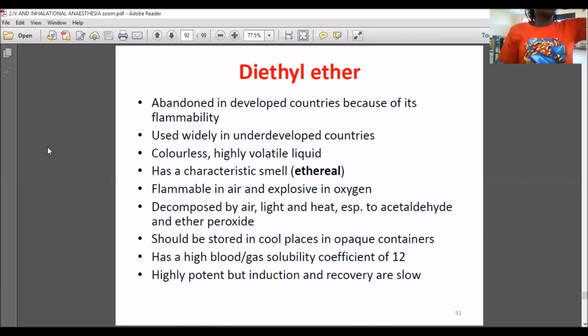Now, is it the last one? Ether is abandoned in developed countries because of its flammability, but used widely in underdeveloped countries. It is a colorless, highly volatile liquid with a characteristic ethereal smell. It is flammable in air and explosive in oxygen.